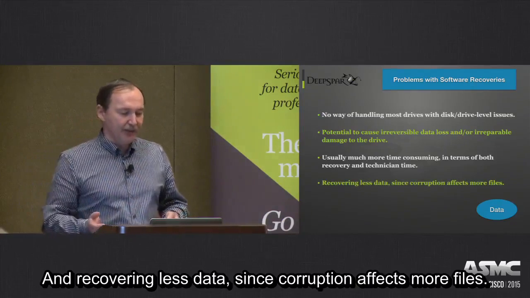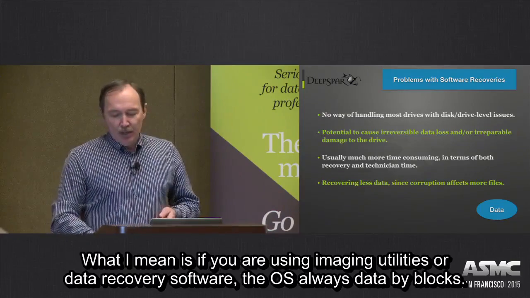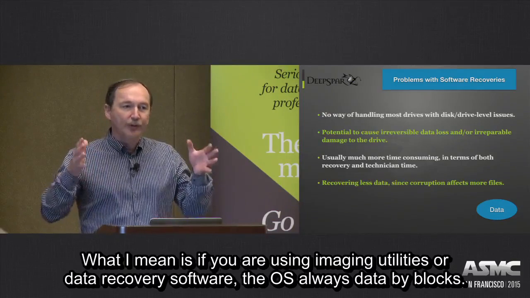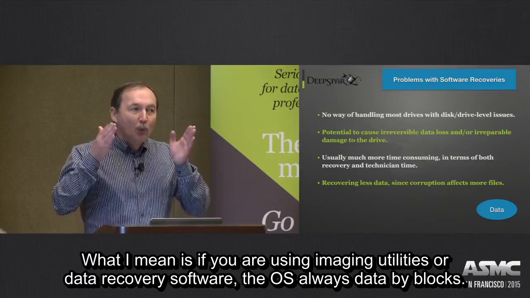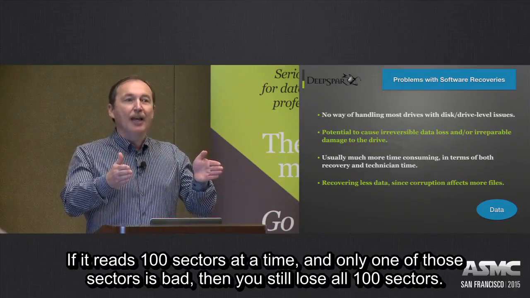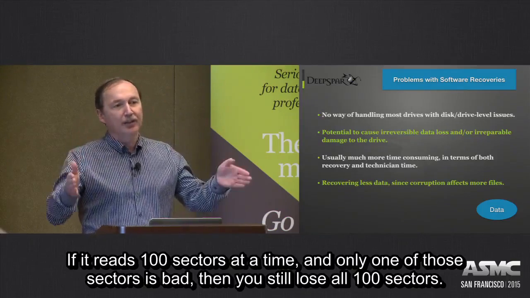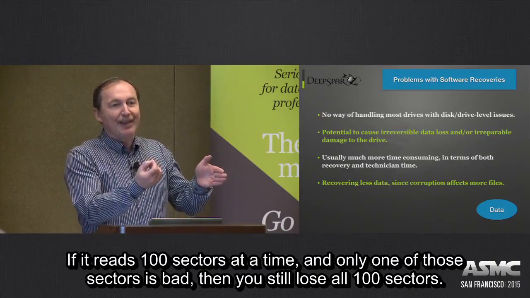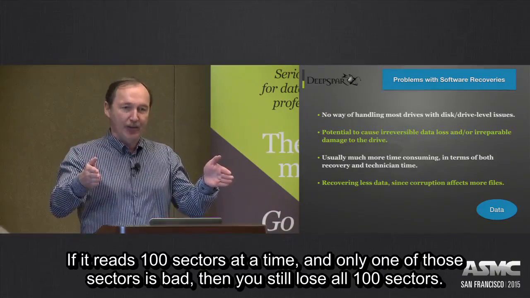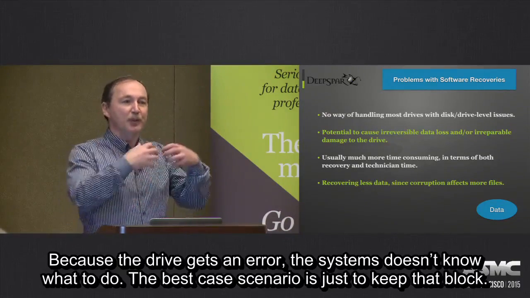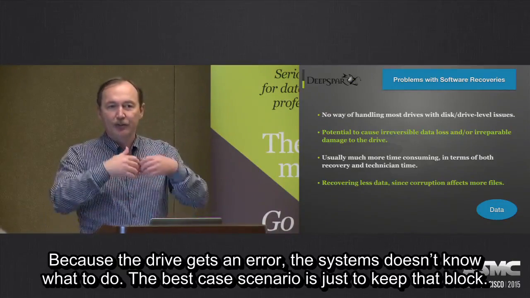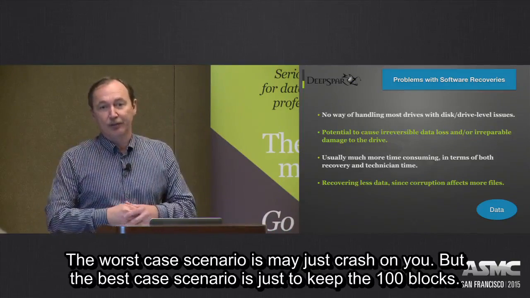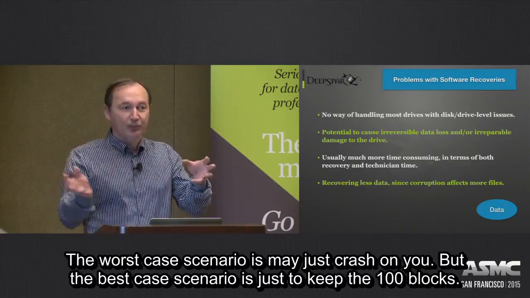Okay, and you recover less data since corruption affects small files. What I mean is, if you are using an imaging utility or just data recovery software, the operating system always reads data by blocks, right? And if it reads, like, 100 sectors at a time, and just one sector is bad, then you still lose all those 100 sectors. Okay? Because the drive responds with an error, the system software doesn't know what to do, and in the best case scenario it just keeps that block. The worst case scenario, it may just crash on you. But the best case scenario is just keeping the 100 blocks.